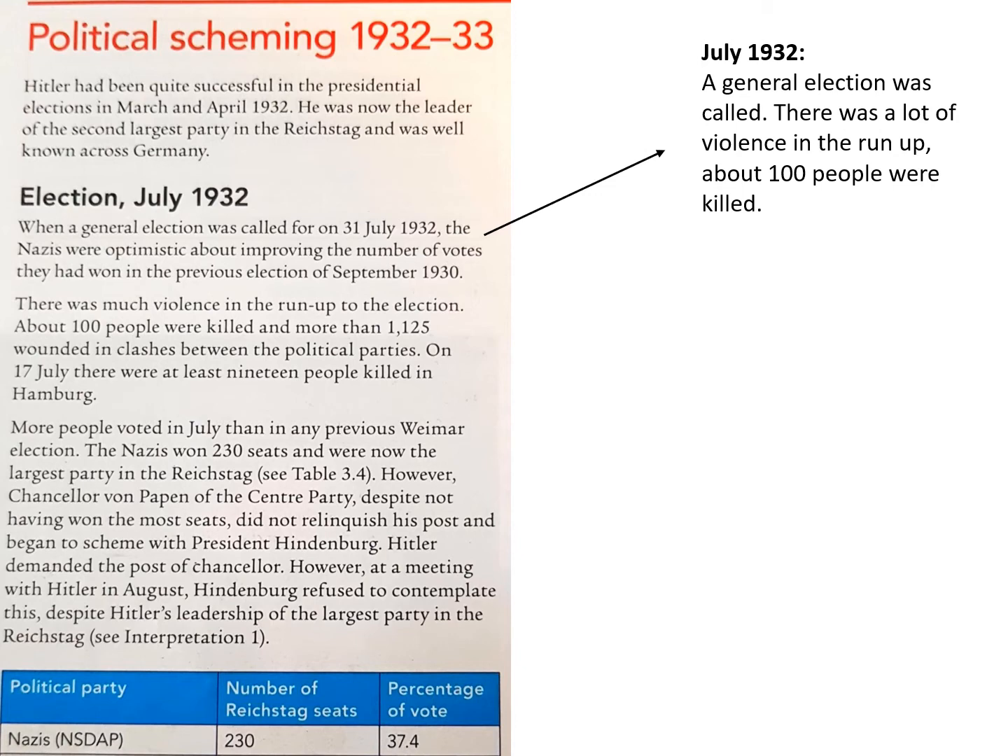So, despite not having won the most seats, Chancellor von Papen did not relinquish his post, and he actually began to scheme with President Hindenburg. Hindenburg and von Papen did not like Hitler and didn't want him to be Chancellor. Hitler demanded the post of Chancellor. He was like, we've won the most votes. It makes sense that people would like me to be the Chancellor. Why are you still making it von Papen?